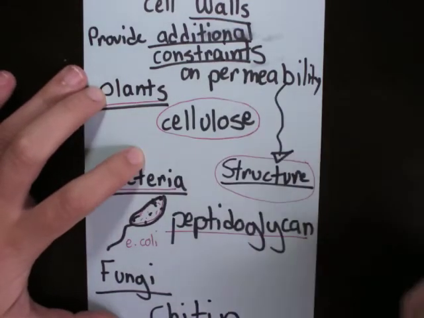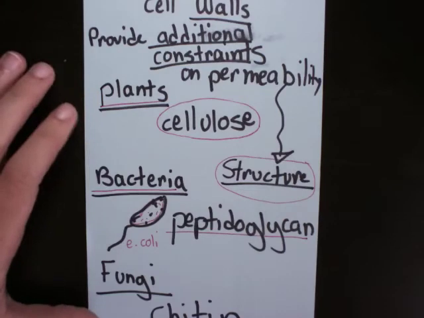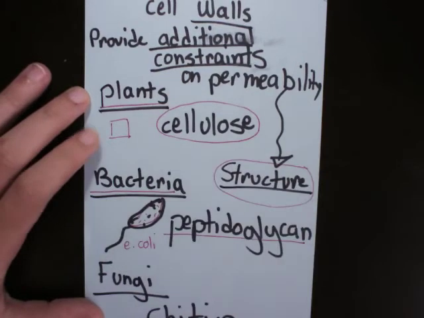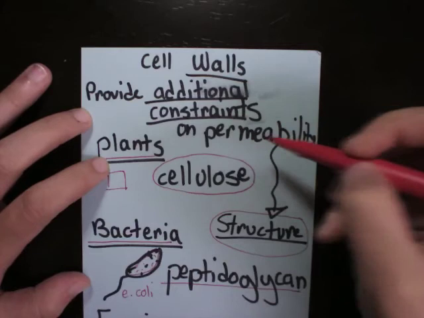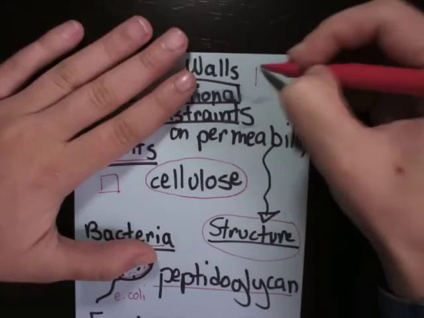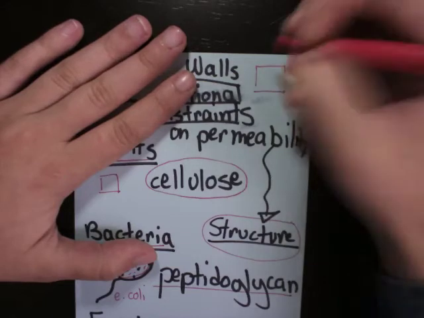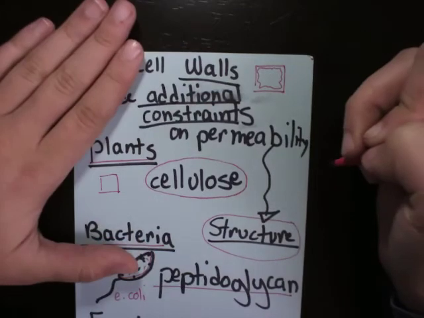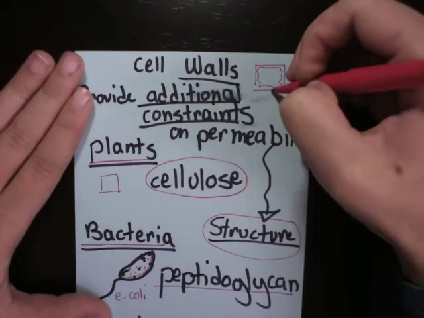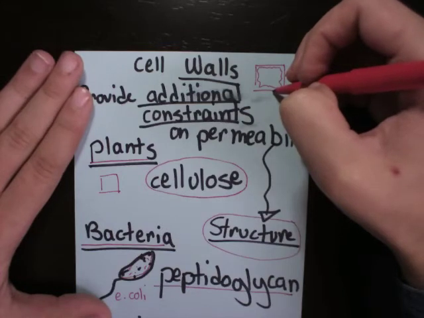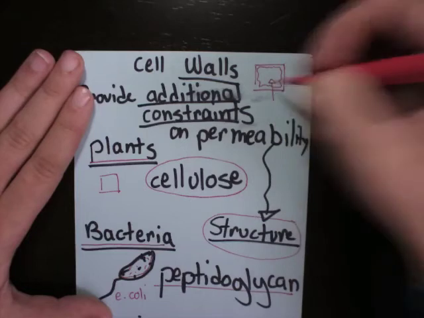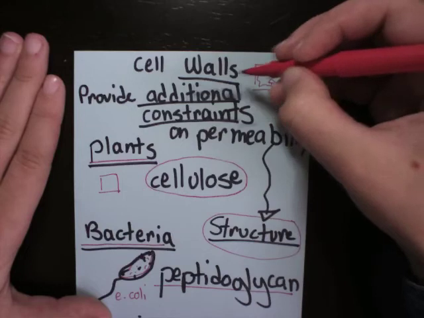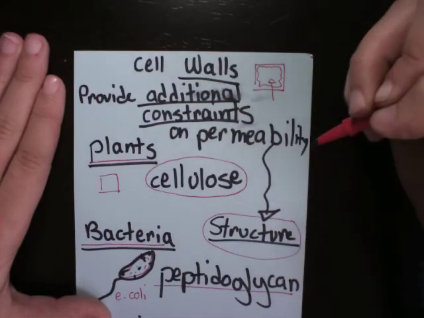One of them is to give structure to the cell, to keep it really strong, to keep plant cells square, to keep bacteria cells shaped like potatoes. It also places additional constraints on permeability. Because remember, even if we do have a cell wall, on the inside of that, we also have a membrane. Our membrane is selectively permeable, but our cell walls are also selectively permeable. So anything that needs to enter the cell needs to be able to pass through both the wall and the membrane. So cell walls provide additional constraints on permeability.